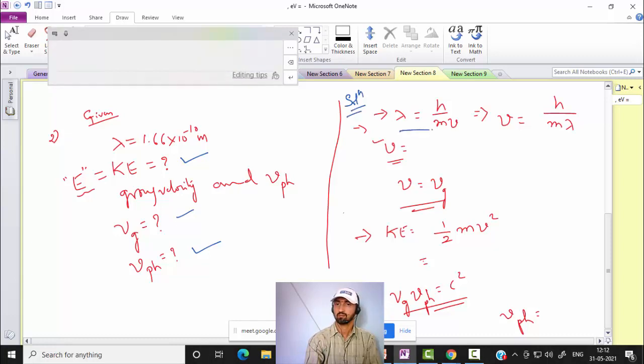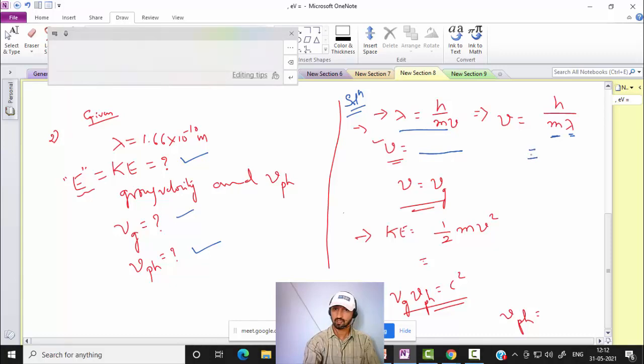First, go with the basic de Broglie wavelength equation, lambda equals h upon mv. Rearranging this for velocity, we have v equals h divided by m times lambda. You can substitute the value of h as 6.63 × 10^-34, divided by m, the mass of the electron, and lambda, which is already given. Upon substitution, you will get the velocity.